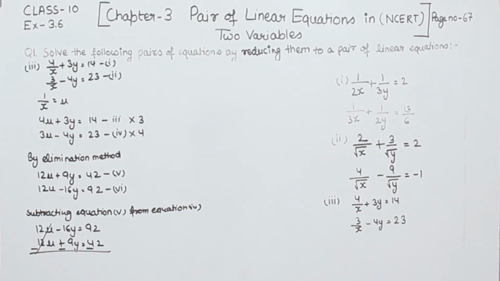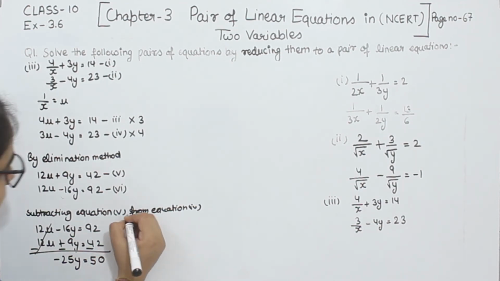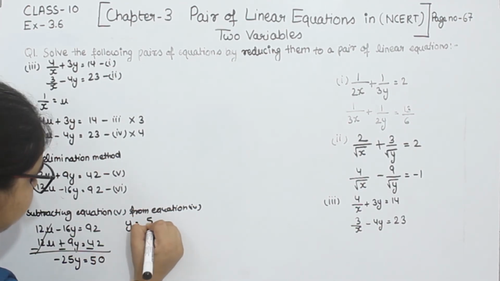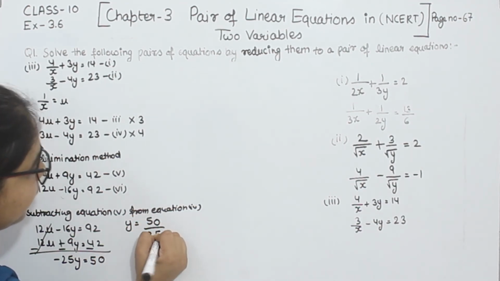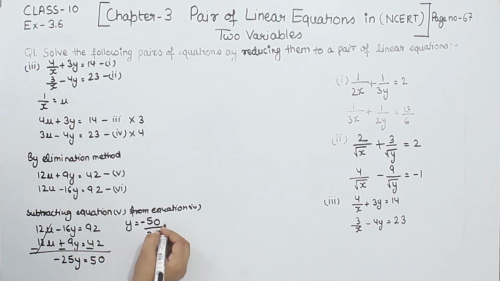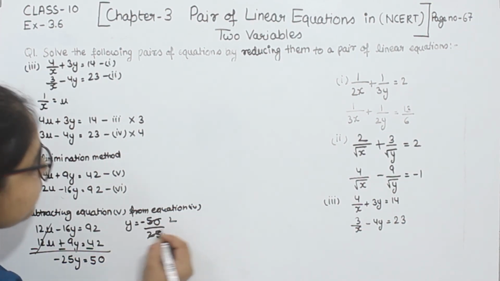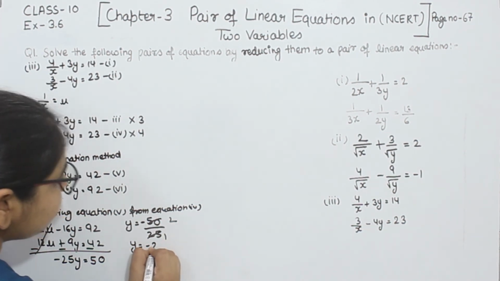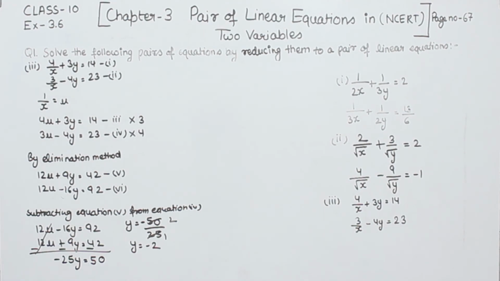This one we are having is equal to minus 25y. Now plus minus minus, this one we are having is equal to 50. So here we are going to write y is equal to 50 by 25, with the negative sign. 25 1s are 25, 25 2s are 50. So the value of y we are having is equal to minus 2. Now we have to find the value of u here.